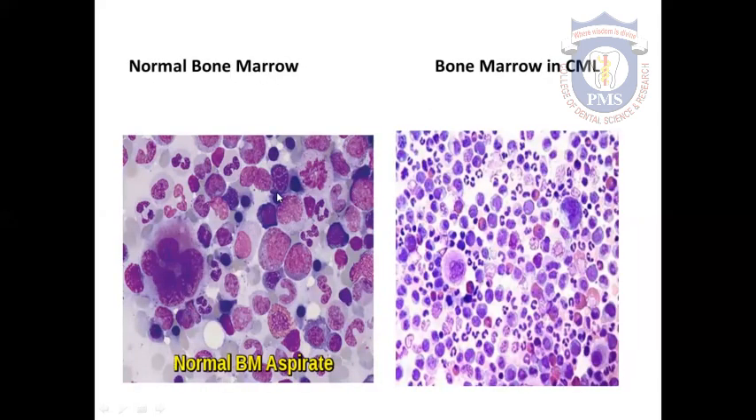This is the bone marrow aspirate picture of a normal healthy individual and a CML patient. Here you can see that the marrow of a normal individual is composed of myeloid series which predominate, but you can also see the erythroid series. Many erythroid precursors can be seen here, and also there are large megakaryocytes. But in the marrow of a CML patient, most of the cells belong to the myeloid series. Very few erythroid precursors are seen in this field, and you can see the megakaryocyte is smaller compared to a normal megakaryocyte.